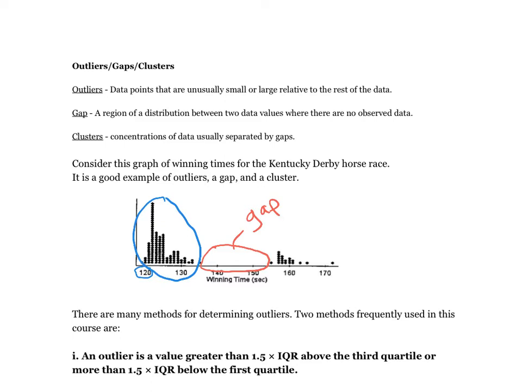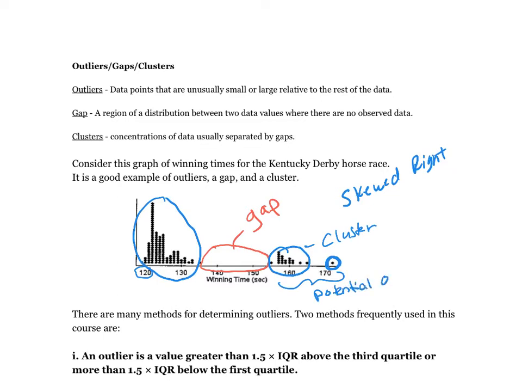That's strange. Then we have a cluster of data over here, where there's a bunch of times that are far longer than those times we saw in the beginning. And then we even have another gap and another time way out here. Overall, this distribution is, of course, skewed right. This would be a cluster, and these would all be considered potential outliers. We wouldn't really know for sure until we run a calculation on them, which I'm going to show you how to do shortly.